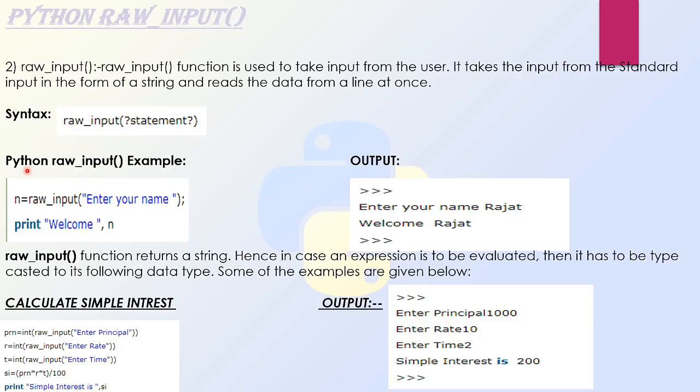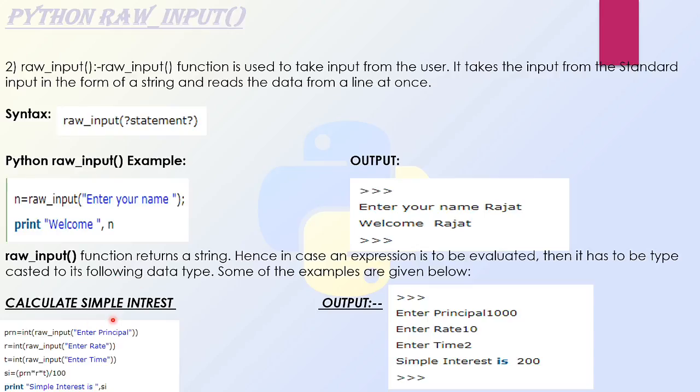Okay, so here is an example: N is equal to raw_input, enter your name, print welcome and the value of N. So we get the output here for inputting Rajat in N. We get the output welcome Rajat. The raw_input function returns a string. Hence, in case an expression is to be evaluated, then it has to be typecasted to its following data type. Some examples are given below.